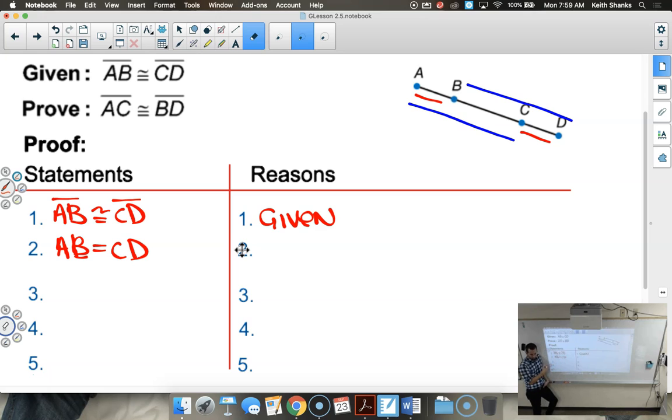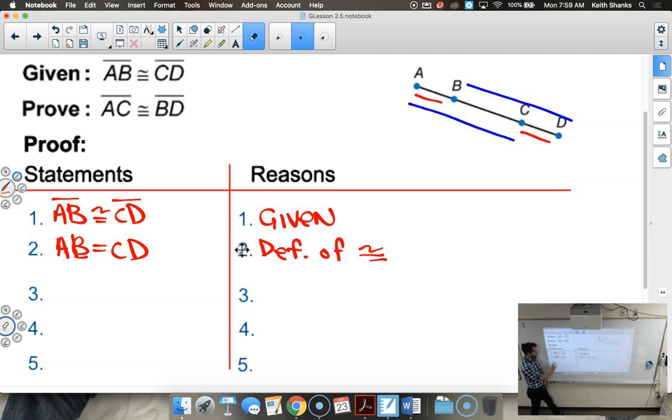We learned this on Friday. How am I allowed to say those are equal? Definition of congruence. Okay. Then I'm going to use the one we were just talking about.